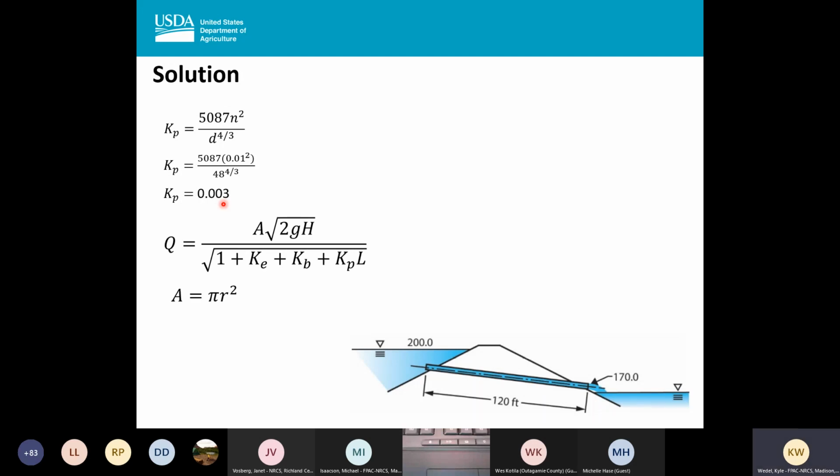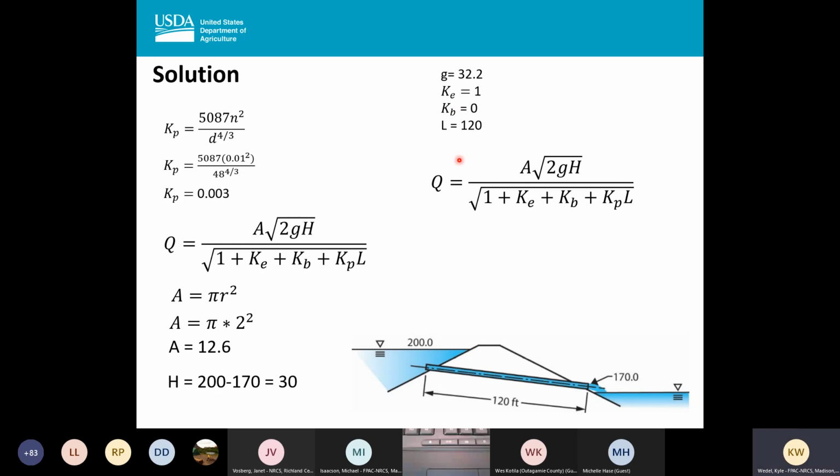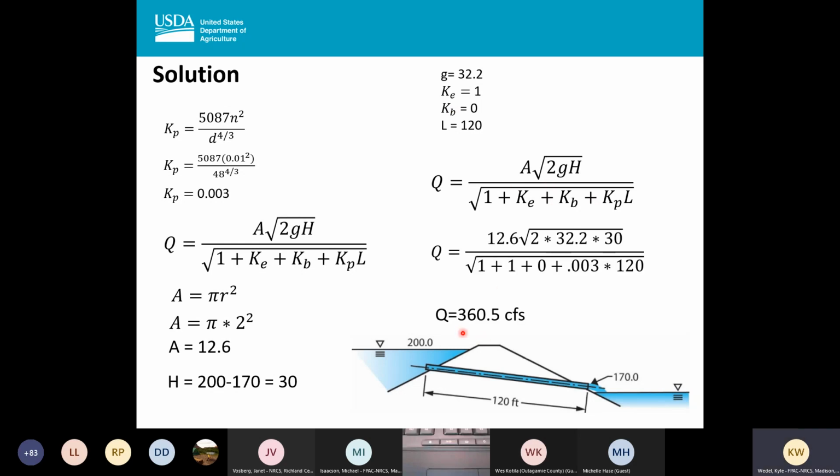And then here's my general equation. I'm going to go ahead and solve for my area. I'm going to come up with pi times 2 squared and get an area of 12.6 feet squared. And my head's going to be 200 minus this 170, so I'm going to have a head of 30 feet. Here are all my givens, and so now I know all my unknowns. I'm going to plug them into the equation, and I'm going to come up with 360.5 CFS. So no surprise, but as the pipe went up, so did the flow.